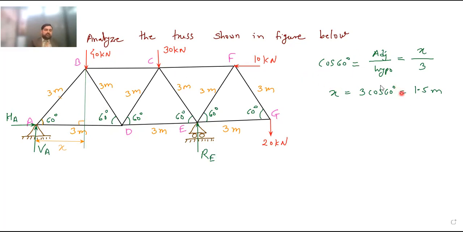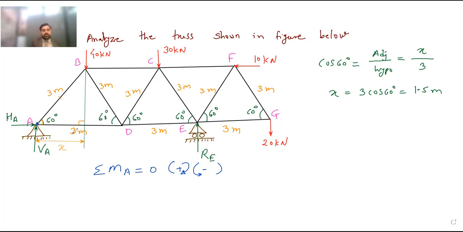You will get the same answer. So now if I write the equation, if I take moment of all the forces about A equal to 0, clockwise moment is positive, anti-clockwise moment is negative. Now if you take the moment at point A, then HA and VA are passing through point A, so their moment will be 0.